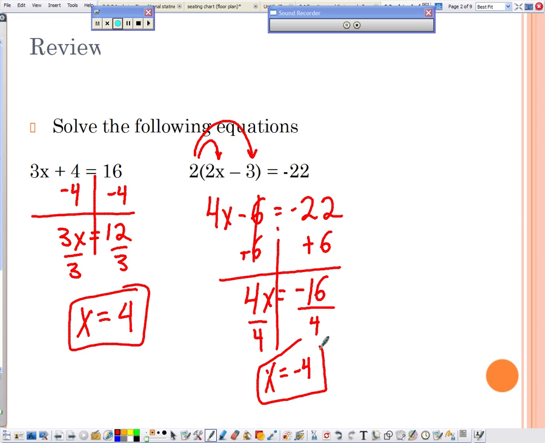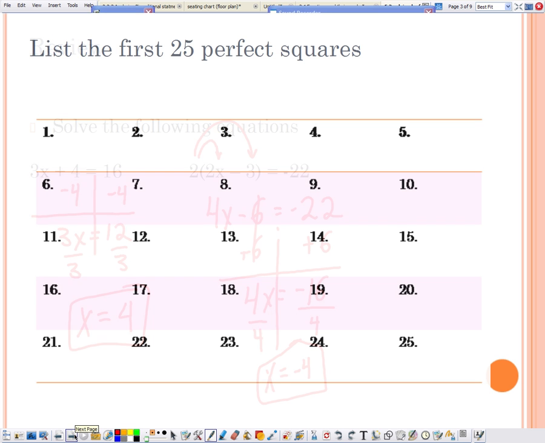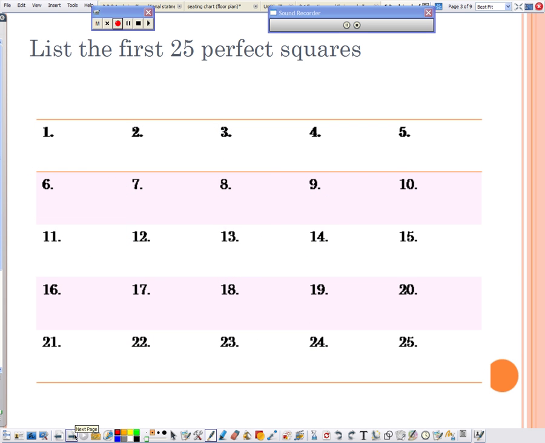Okay? So essentially, when you're solving square roots, you're going to do exactly the same thing, only add one additional step into it. But there's only certain times that you can actually do this, okay? But before we get into that, I actually want to review the 25 first perfect squares.